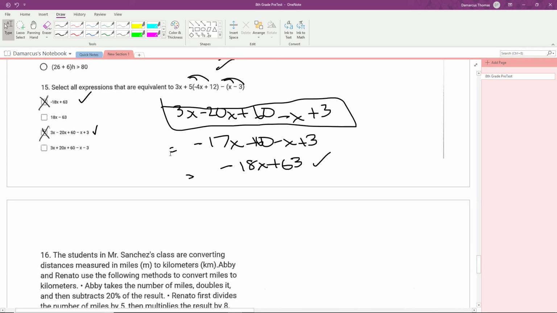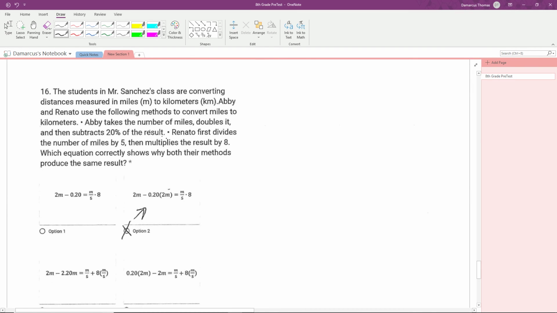All right, it looks like the last solution, and this solution is pretty straightforward. If you just follow what Abby did and set that equal to what Renato did. Now Abby, all she does is take the number of miles, doubles it, and then subtracts 20% of the result. So that's really, she's going to double the number of miles and then subtract 20% of that amount. So 20%, that's 0.2 times the 2m. And then what Renato did was first divide the number of miles by 5 and then multiply the result by 8. And so that's the same as dividing by 5, multiplying by 8. There's only one that will do that.